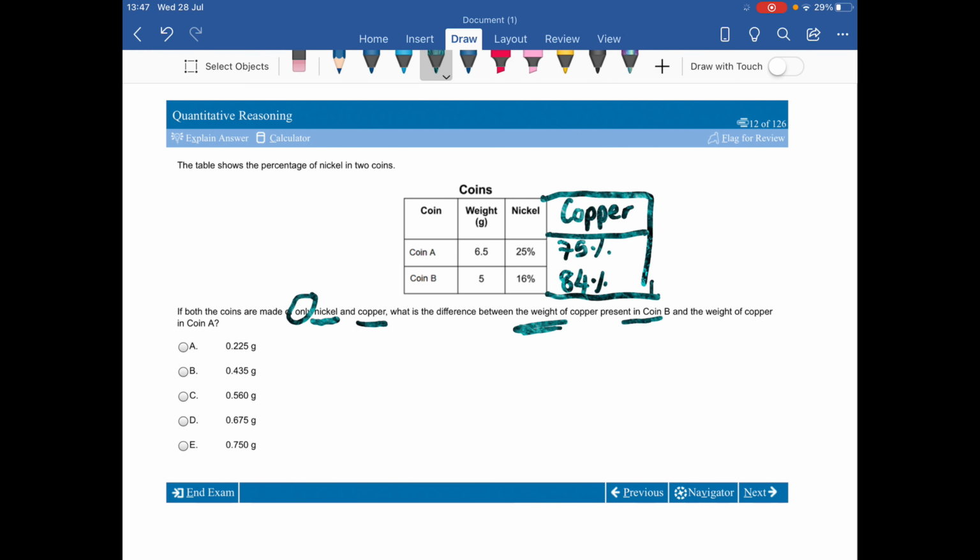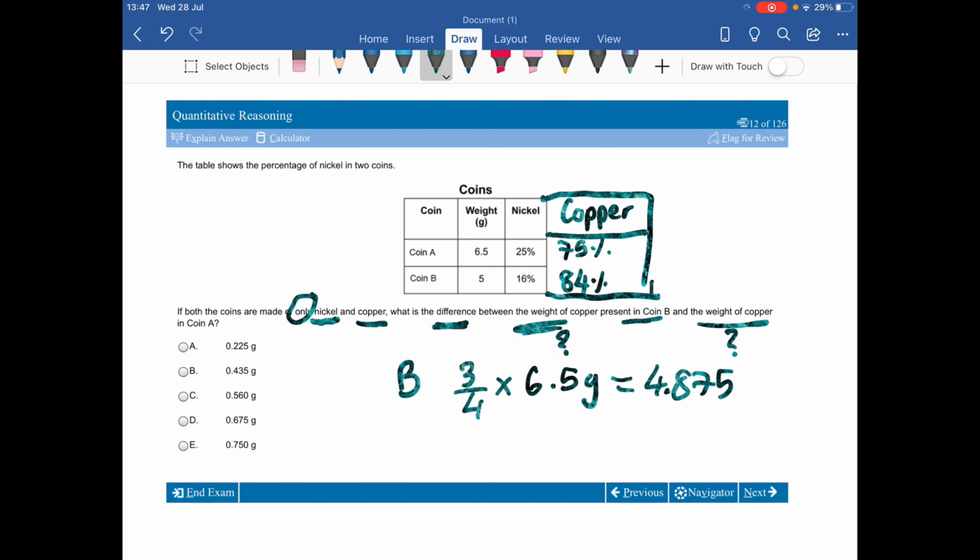So we want the difference, and we don't know this, and we also don't know the weight of copper in coin A. So we don't know these two things. So if we work them out one by one, in coin A, if I want to work out the weight of copper, I have to do 75%, which is basically 3/4, times 6.5 grams. And you should already be able to calculate these kinds of things very quickly in your head. So for that, it would be 4.875.